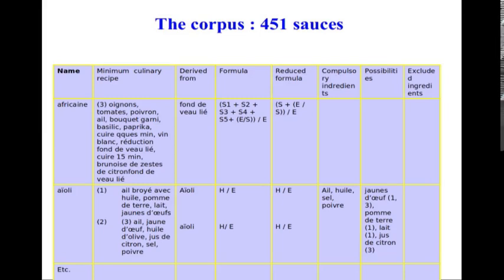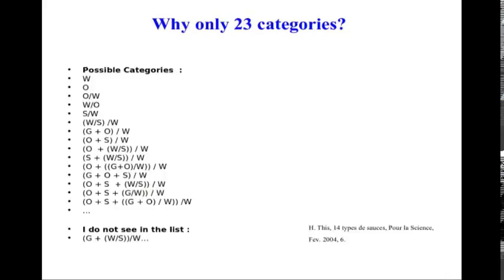So you see the name of the sauce, now the recipe. If the recipe is derived from another one, I make a new column. Now the formula. The formula can be complex, so I can produce a reduced formula, and so on. And finally, I discovered 23 categories, only 23. So here is a list of the categories, but what is interesting, they are ranked by complexity.